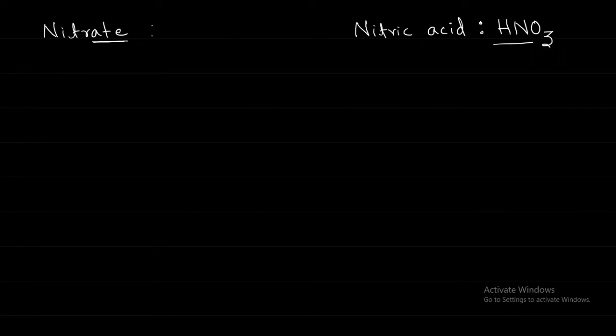If you say only NO3, then it is wrong, because charge is important. How much charge is there? NO3 minus, nitrate. Next, in the same way, remember nitrite: NO2 minus. You see ite, it means one oxygen becomes less, NO2 minus. Nitrate, nitrite, nitride: N3 minus.